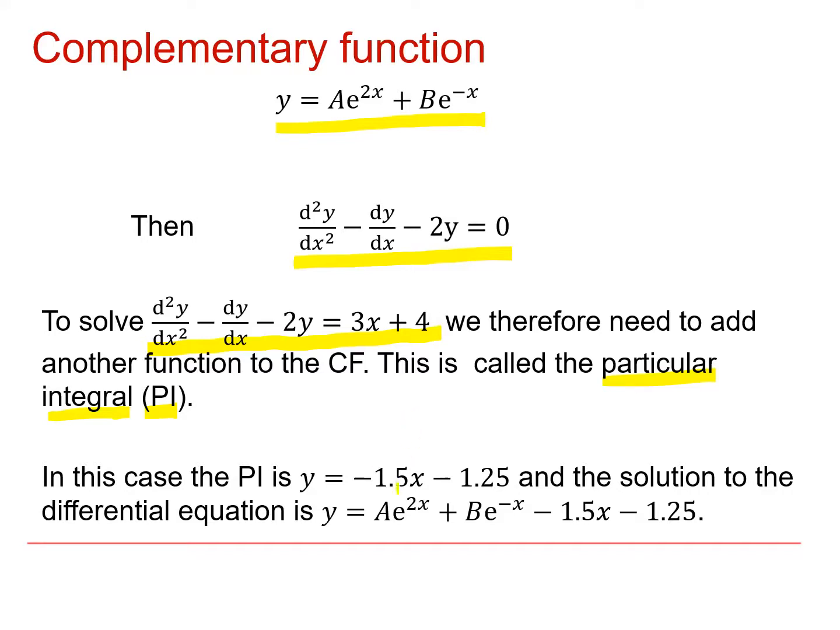Now in this particular example, the particular integral turns out to be this function, minus 1.5x minus 1.25. And so the general solution for the whole differential equation is equal to this. And again, you could verify this solution by differentiating a couple of times and plugging everything into this equation up here and seeing that it does actually work out.